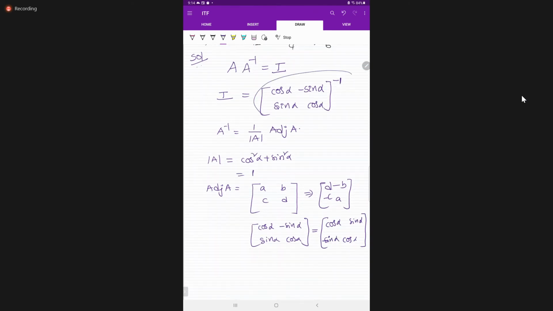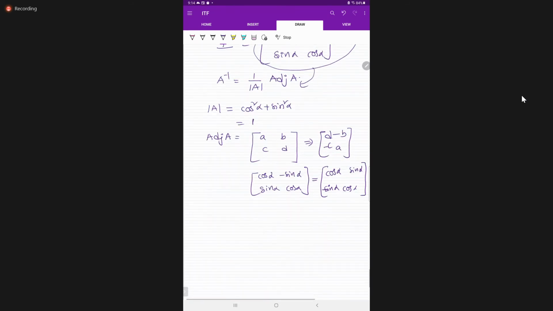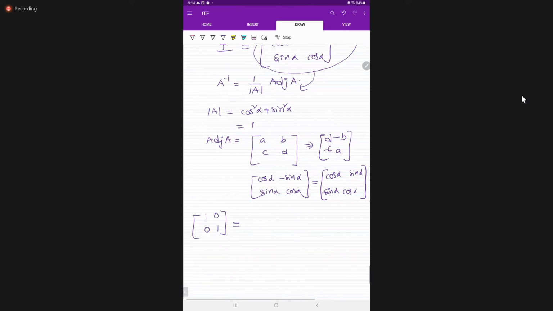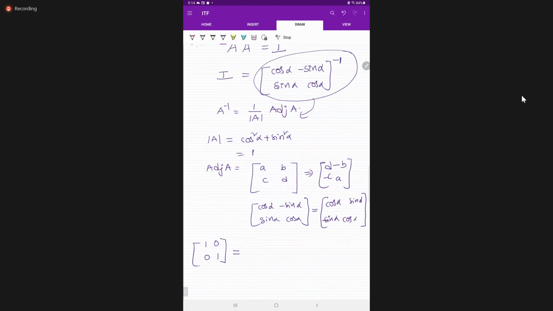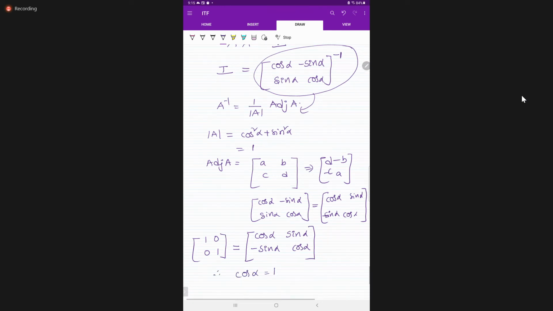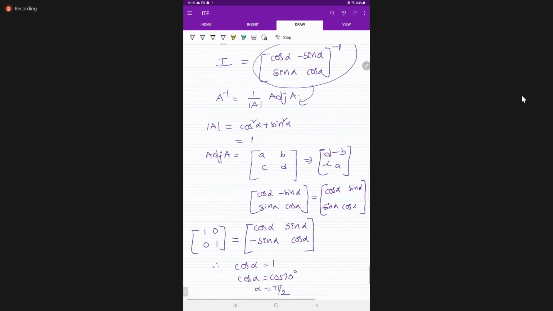Now students, in place of this, substitute this formula. I is nothing but [[1,0],[0,1]]. Now it is equal to 1 by 1, cos square alpha plus sin square alpha, which is 1 only. Adjoint of A is finally cos alpha, sin alpha, minus sin alpha, cos alpha. Now compare these two. Then cos alpha is equal to 1, so cos alpha is equal to cos 90 degrees, where alpha is equal to pi by 2. So the answer is option 2.